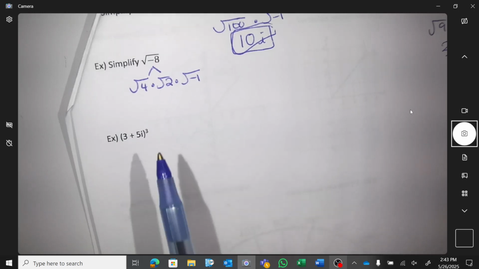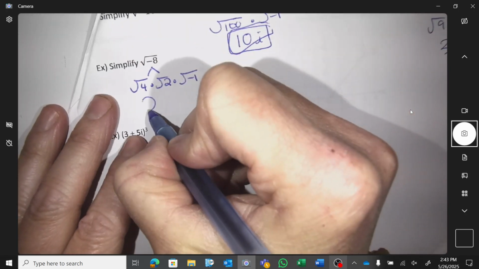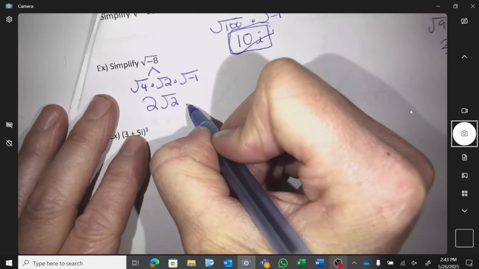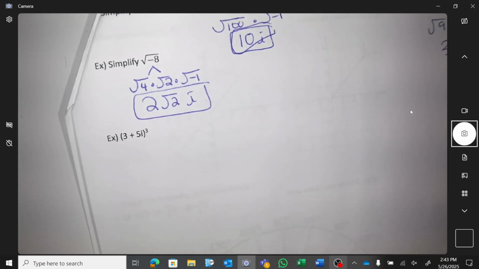Then what do we know? The square root of 4 we know. 2. So 2, and leave root 2. The root of 2 is 1.4... Oh, sorry, it's not perfect. We cannot square root 2.